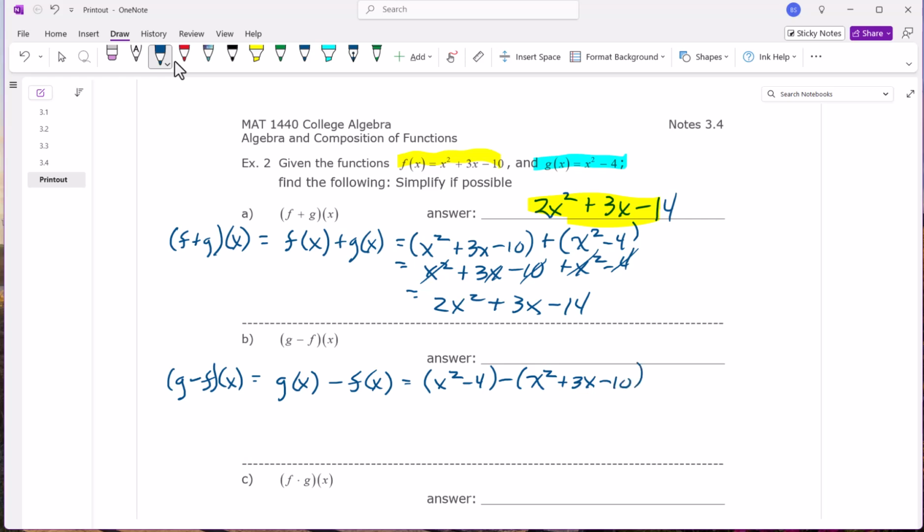Okay, so now watch how I do this. And sometimes students are bad about messing up here. This is like multiplying that second by negative 1. So you get x squared minus 4 minus x squared minus 3x plus 10. Changing all the signs. Okay, like terms go together. Looks like the x squareds cancel out. We have negative 3x. And then negative 4 plus 10 is going to be plus 6.